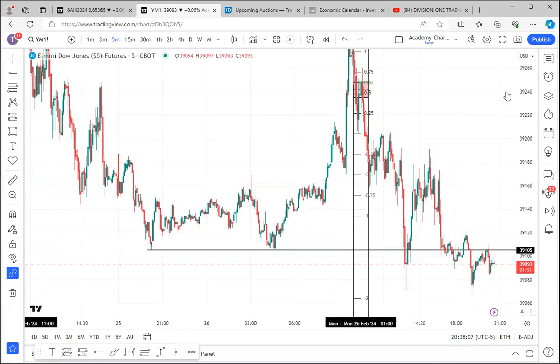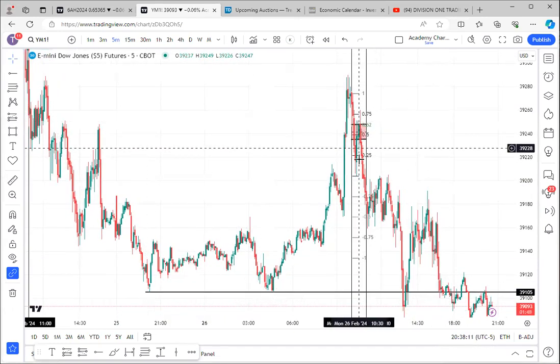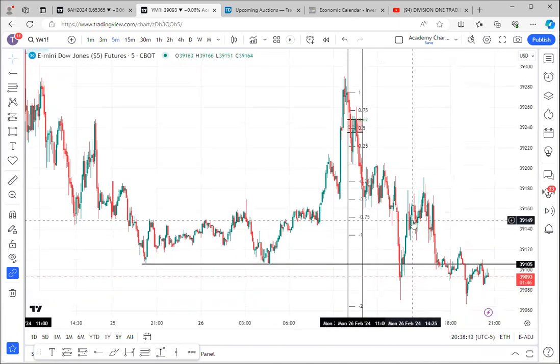And so that's how I use the higher time frame as confluence. We have a double bottom there. Okay, I know I could aim for that. And it trades down and smokes it pretty good.